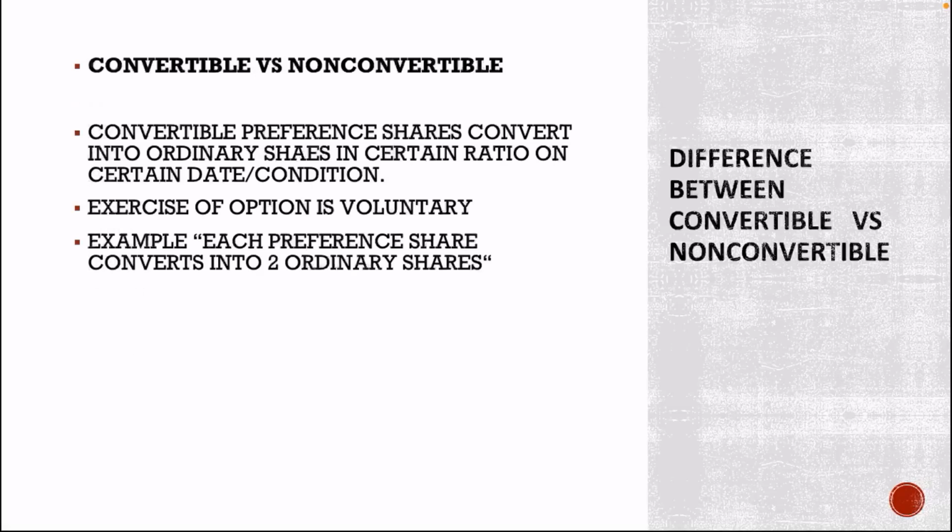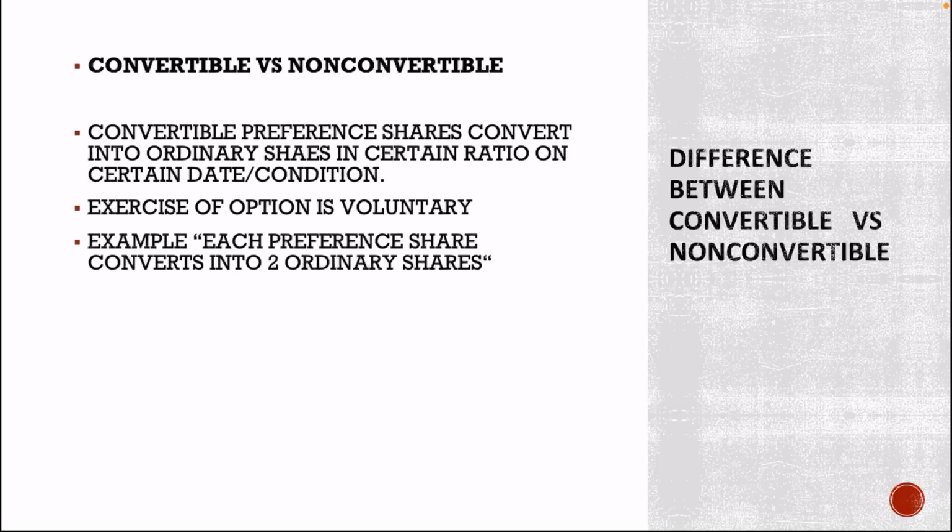Now we have to talk about convertible and non-convertible preference shareholders. As the name suggests, convertible preference shares are converted into ordinary shares at a certain date. It has been given on the very first day how many ordinary shares each preference share is converted into. Like one preference share will be converted into 3 or 2 ordinary shares at that certain date. On that date, you may convert your preference shares into ordinary shares.